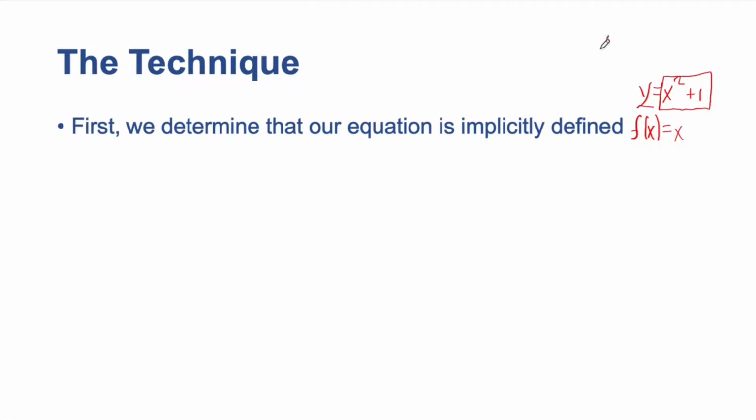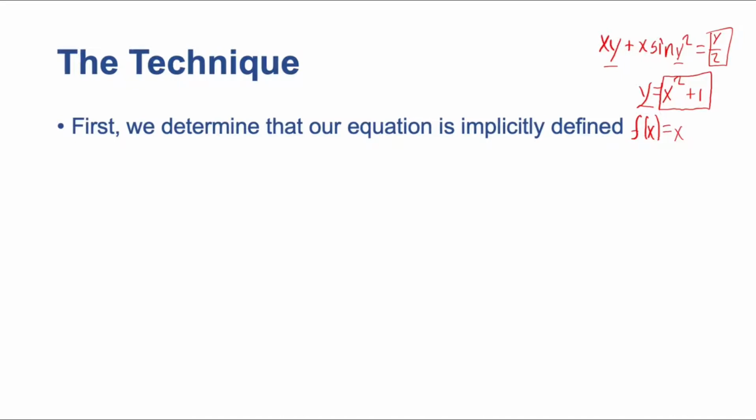Now if I had something like xy plus x sine of y squared equals y over 2, that's not explicitly defined because I've got this y tied up in the argument of the sine, I've got it multiplied with x, and I've got it in this fraction here. It's going to be a pain in the neck to simplify and then differentiate.